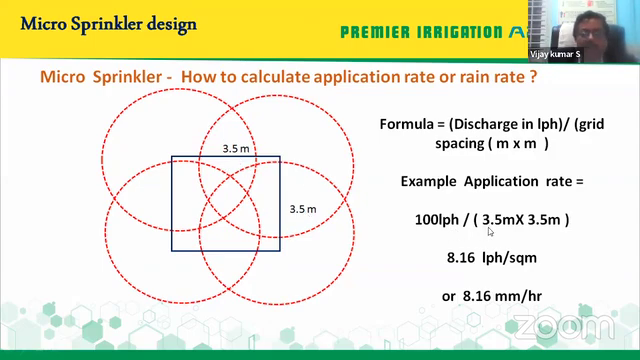So 100 liters divided by 3.5 into 3.5 will give me 8.61 liters per hour per square meter. I have explained in my earlier sessions that 1 liter per square meter is nothing but 1 millimeter per hour. Going by that calculation, 8.16 liters per square meter converts to 8.16 millimeters per hour. So that is the basic understanding.